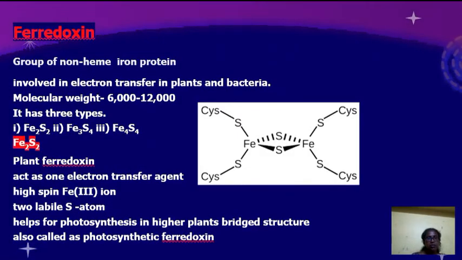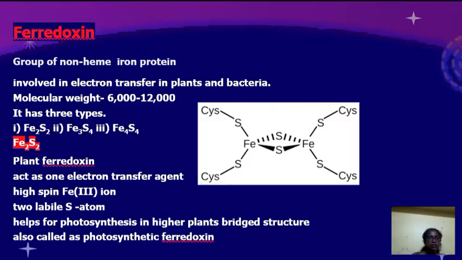Then we will see about what is ferredoxin. Ferredoxin is a group of non-heme iron proteins. It is involved in electron transfer in plants and bacteria. Its molecular weight is 6,000 to 12,000. It has three types. First Fe2S2, second Fe3S4, third is Fe4S4.